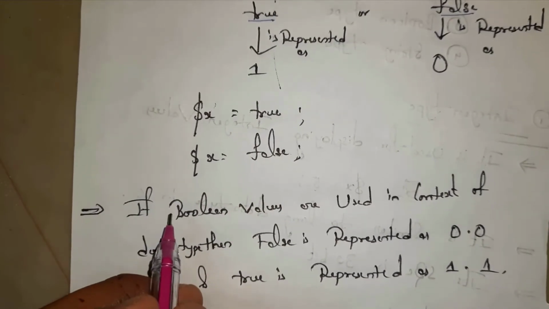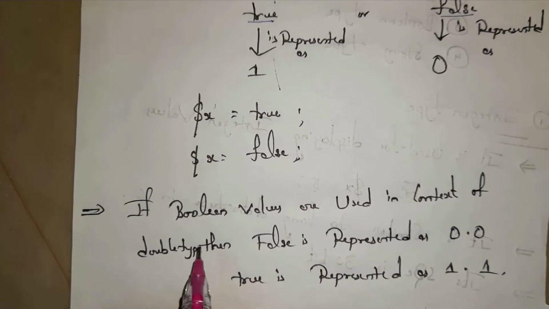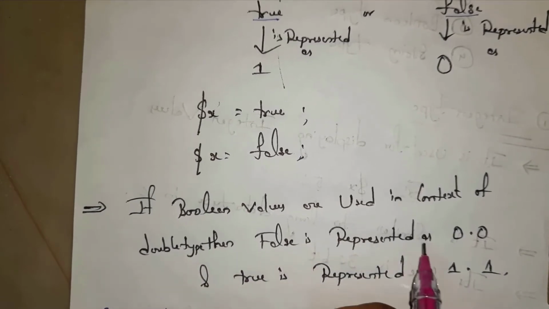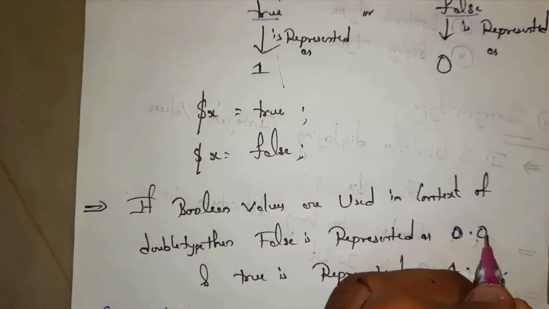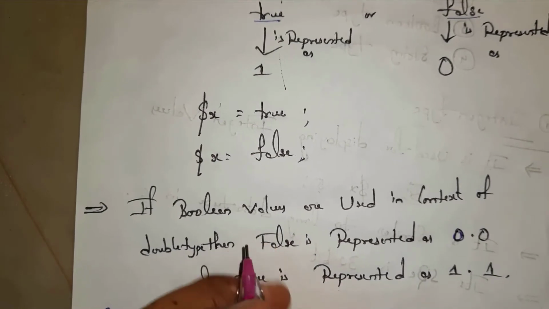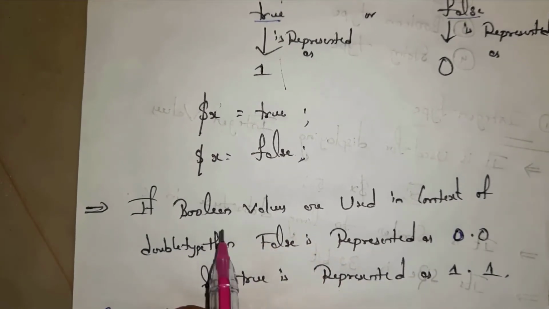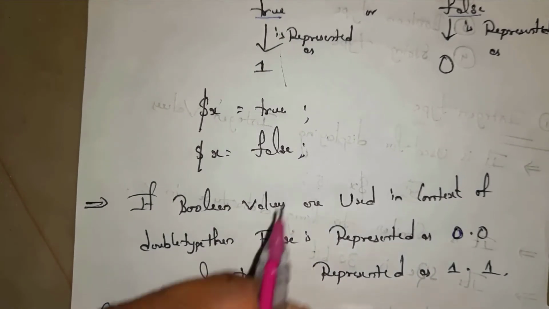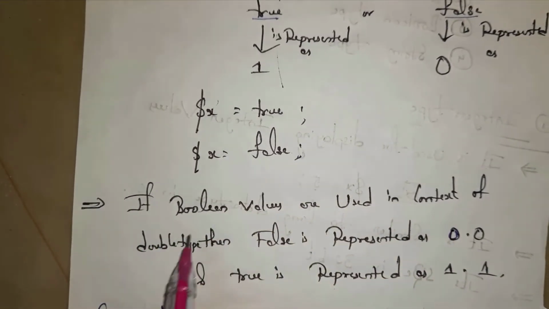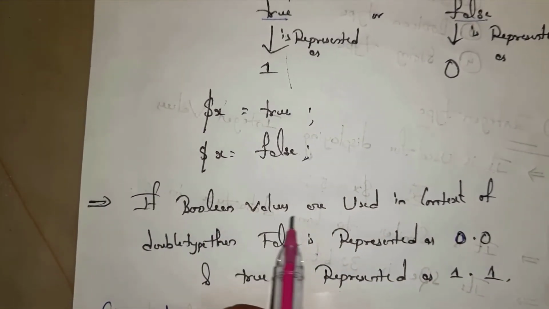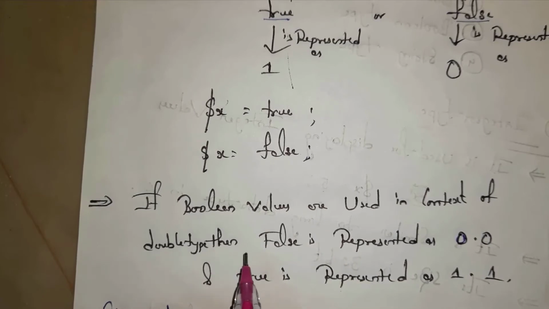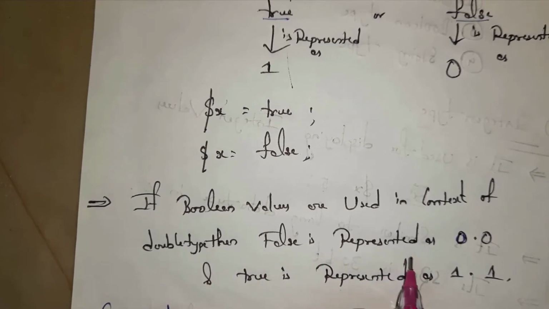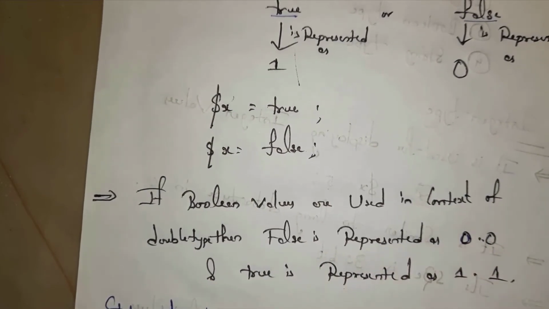If boolean values are used in the context of double type, then false is represented as 0.0 and true is represented as 1.1. See, in this case we have to include the point.